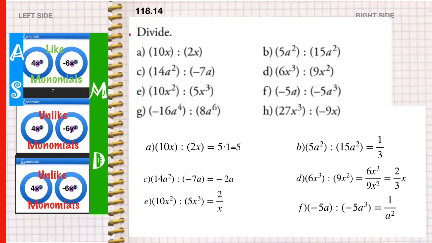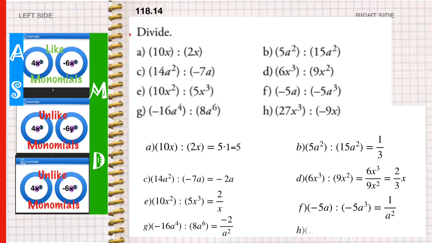G. Negative 16a to the power of 4 divided by 8a to the power of 6 equals negative 16 divided by 8 is negative 2, and a to the power of 4 divided by a to the power of 6 is 1 over a squared. So the final result is negative 2 over a squared.